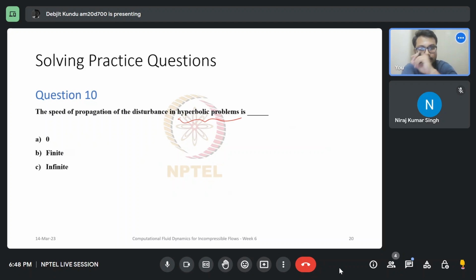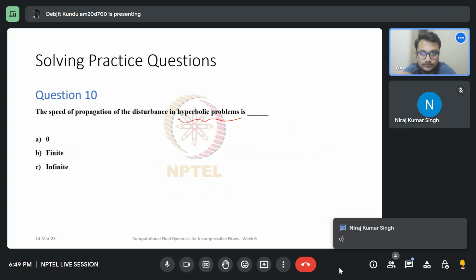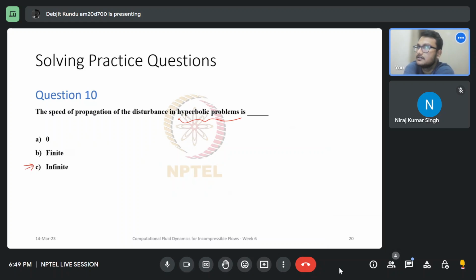So if we have a system which is governed by a hyperbolic partial differential equation and we disturb it, at what speed does that disturbance propagate? Is it option A 0, option B finite, or option C infinite? So we have one response in favor of option C infinite. Let's have a look at the solution. The solution is actually option B finite.